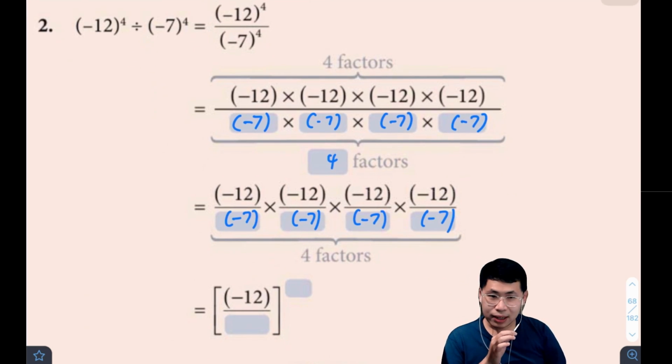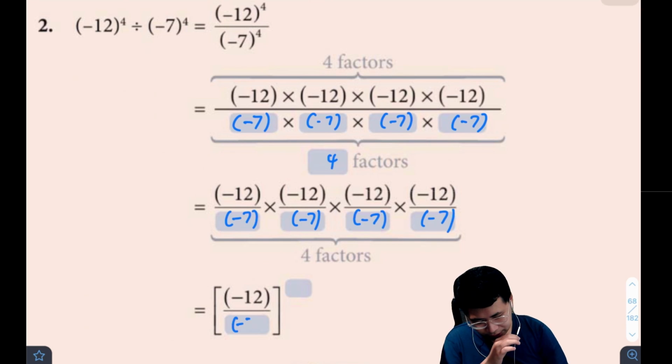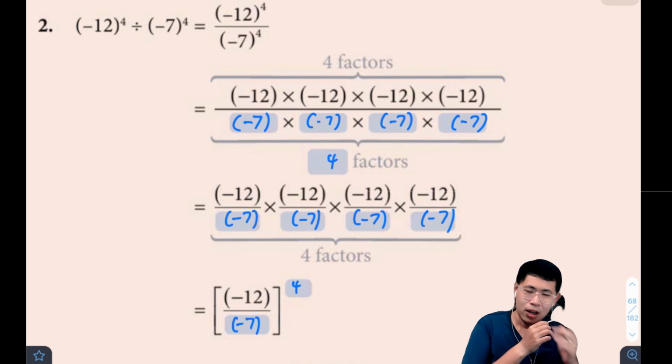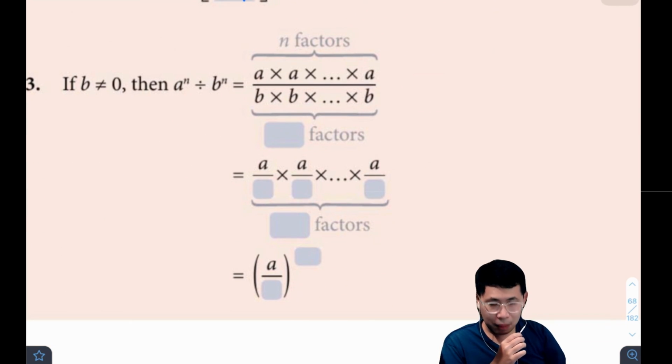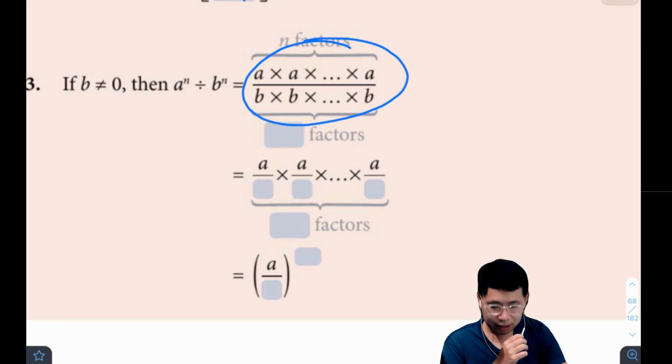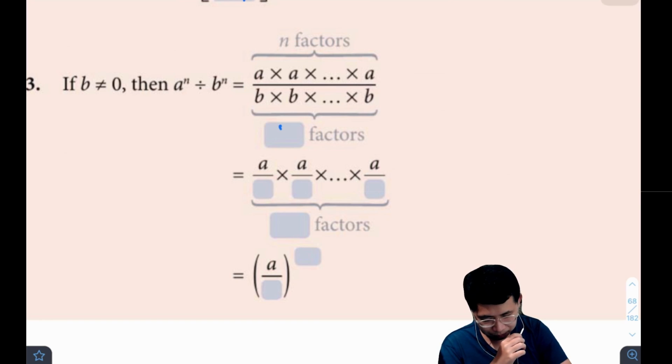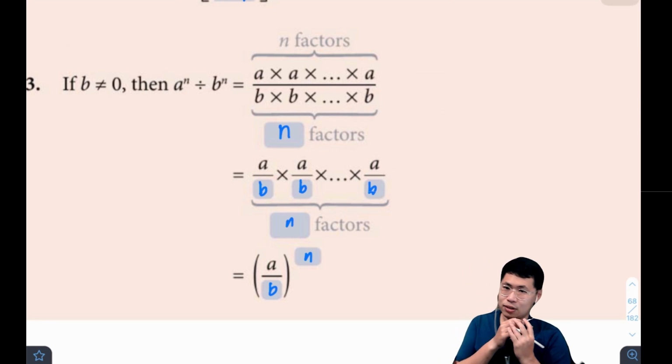Okay, so over here we have negative 12 over negative 7 to the power of 4, because there are 4 copies of it. So in the same way, a power n divided by b power n, you can list it out in a fraction, and you can split the fraction out into n factors. So you have something like this over here.